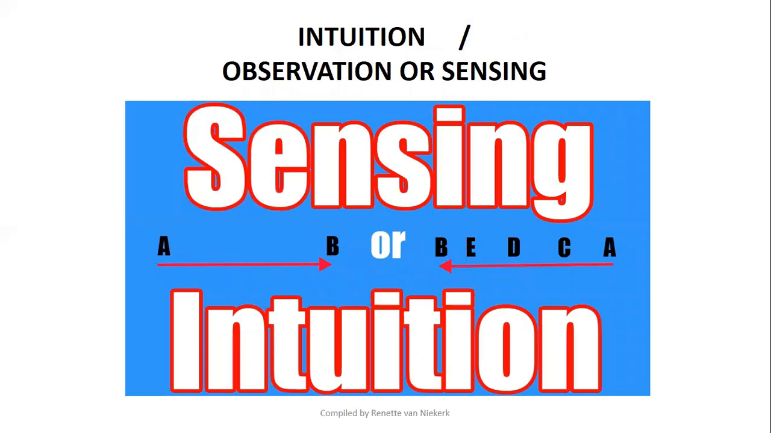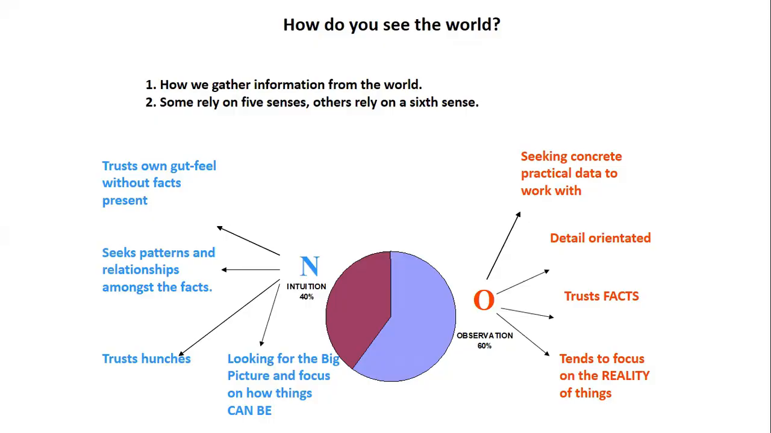The third thing that the JPQ shows me is if you are somebody who goes more with your intuition, or if you are more of an observer. They also call the second one sensing. Intuition or observation is about how you see the world. It is about how we gather information from the world, because some people rely on their five senses, those are the observers, and others rely on a sort of sixth sense.